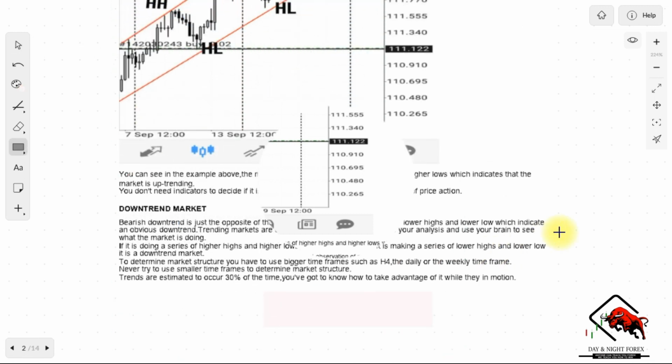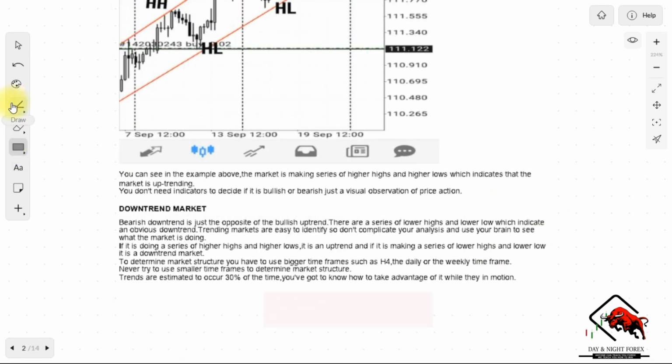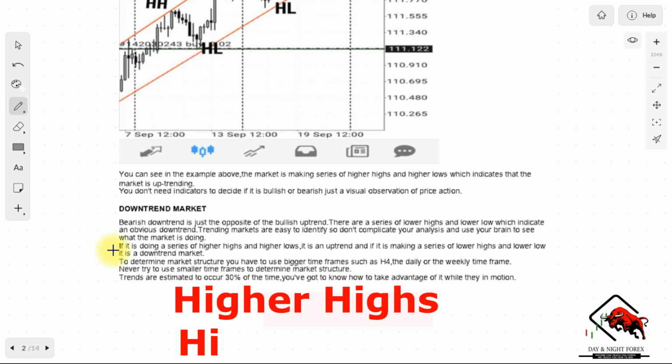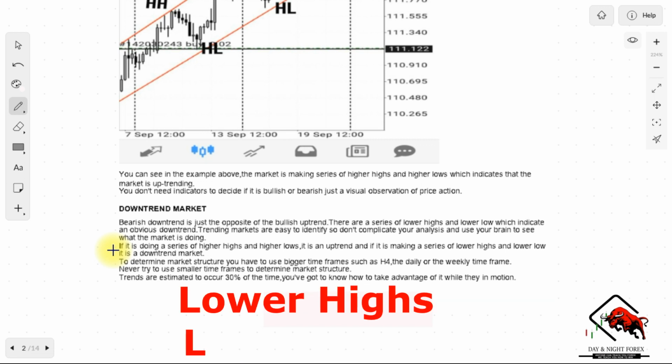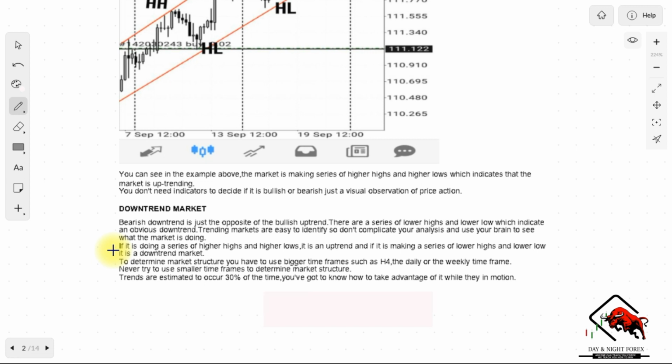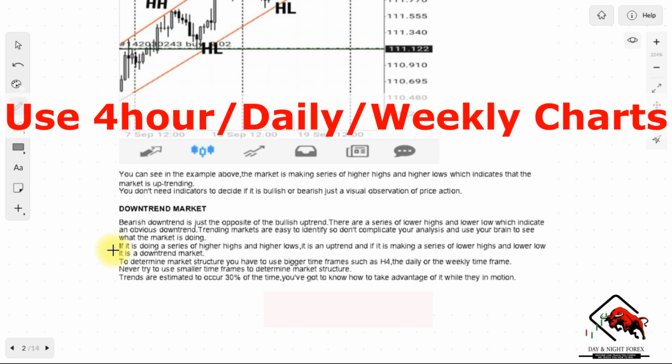So the key thing that I want you to take out of this lesson is basically the fact that if a market is making higher highs and higher lows, it's in an uptrend. That's the easiest way to figure out if it's an uptrend or not. And then if it's making lower highs and lower lows, that shows that the market is bearish and the trend is going down, right? But most importantly, you need to use bigger time frames such as the H4, so the 4-hour, the daily or the weekly time frame to determine the market structure.